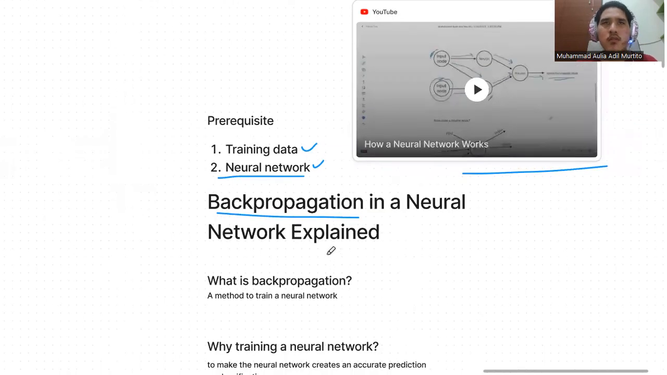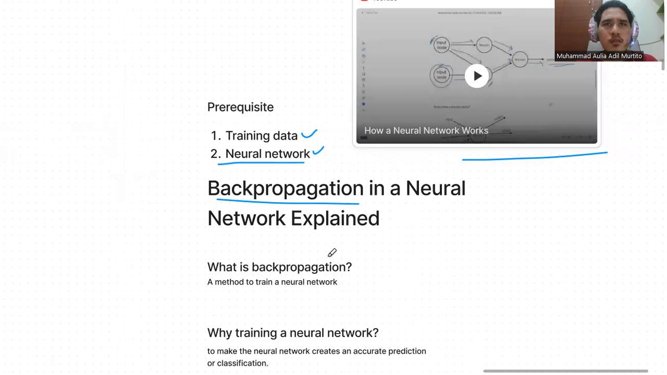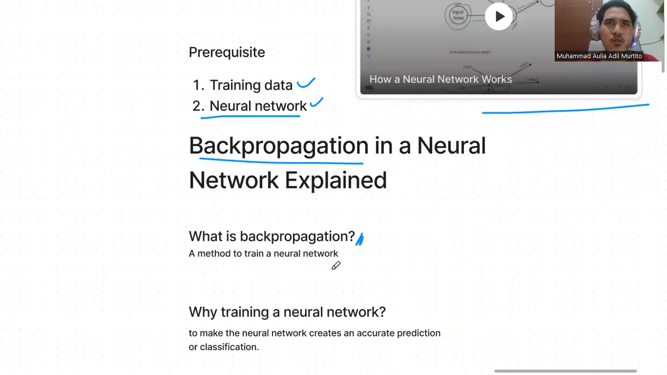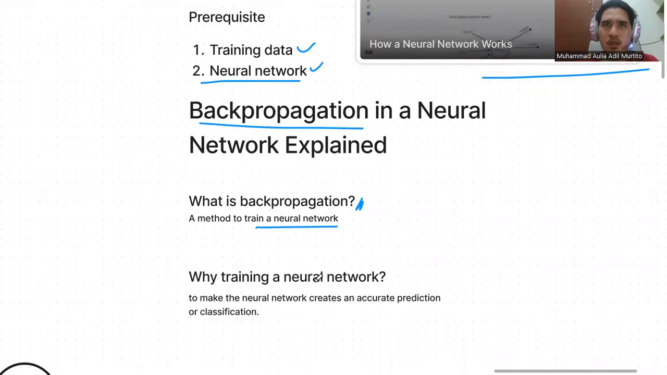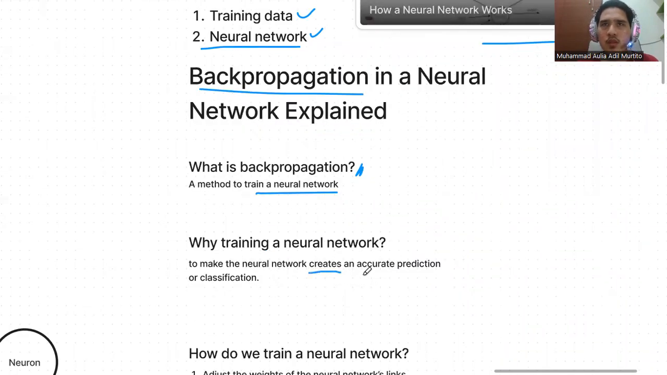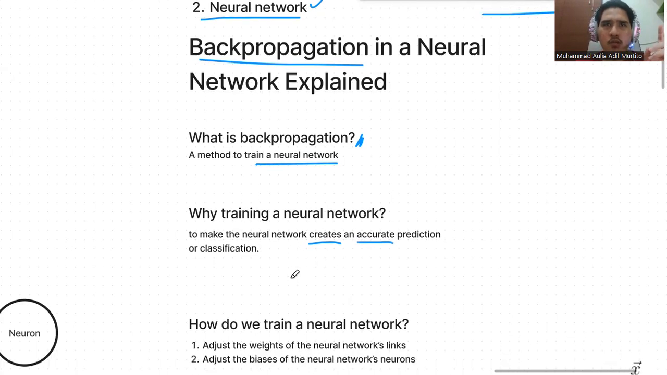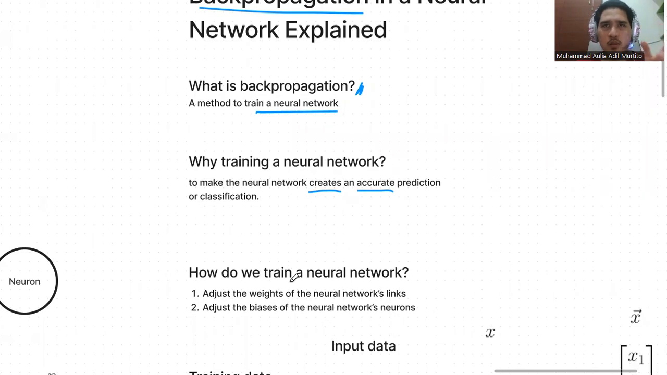So let's dive in. The first question will be, what is backpropagation? Well, simply it is just a method to train a neural network, and we should train a neural network because we want to create accurate prediction and classification. So that's what backpropagation is and why we should do backpropagation. Now, the main question will be, how do we train a neural network?